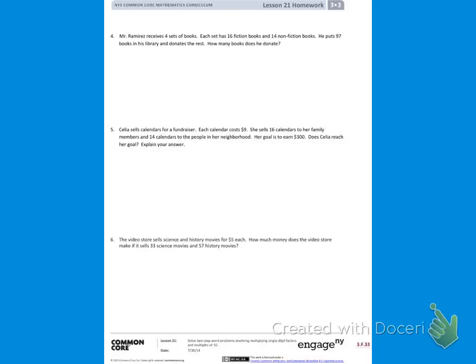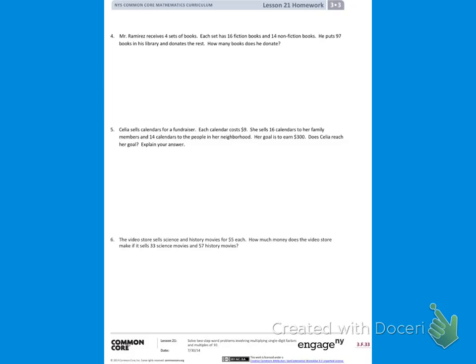Module 3, Lesson 21's objective is to solve two-step word problems involving multiplying single-digit factors and multiples of 10. Item 4. Mr. Ramirez receives 4 sets of books. Each set has 16 fiction books and 14 nonfiction books. He puts 97 books in his library and donates the rest. How many books does he donate?